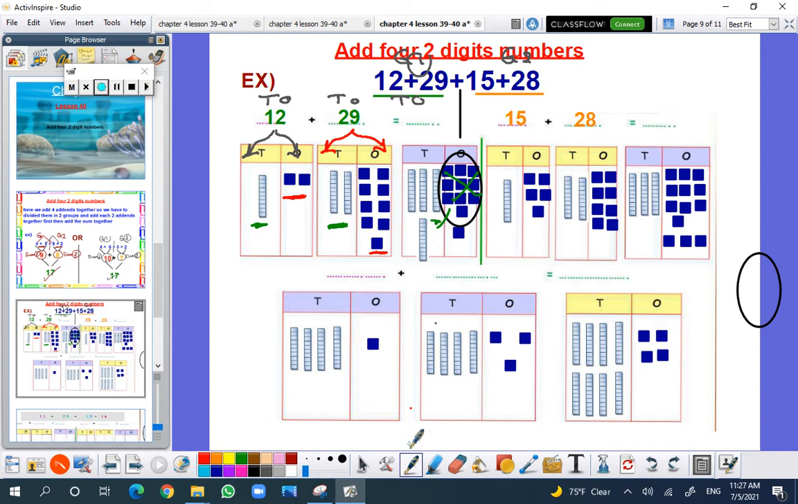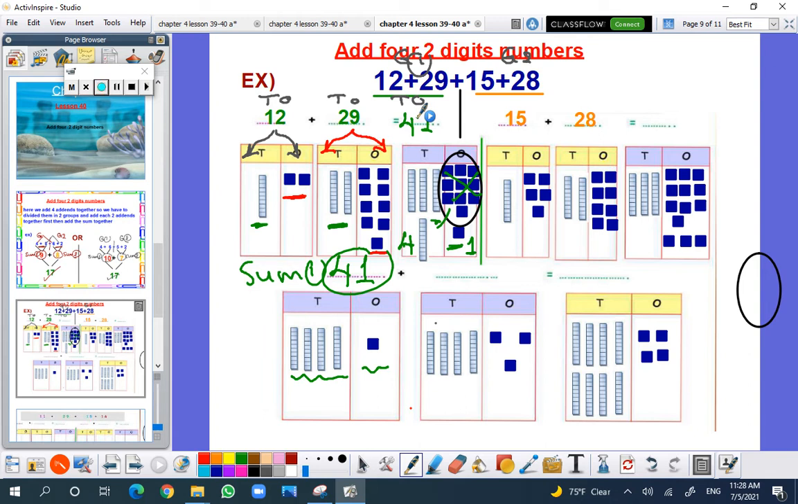So now, how many small squares do we have remaining? I have only 1 on the ones. And how many rectangular bars do we have? 1, 2, 3, 4. So let's represent them here. Here I have 4 on the tens and 1 on the ones, which is 41. So 41 is the sum of group number 1. Let's write it here, 41. So the sum of group number 1, 12 plus 29, is 41.